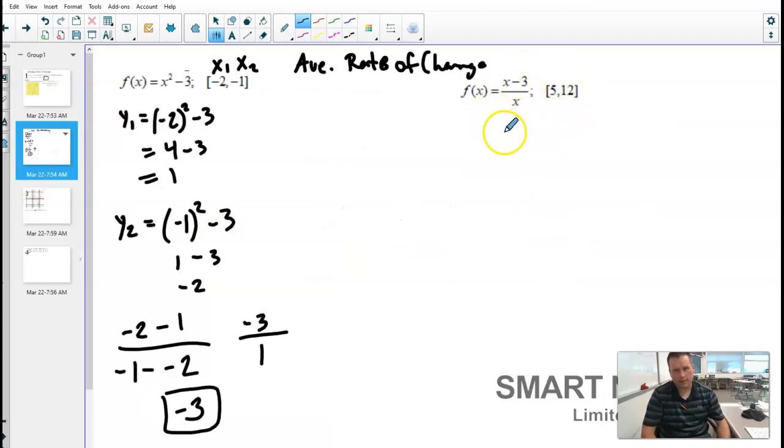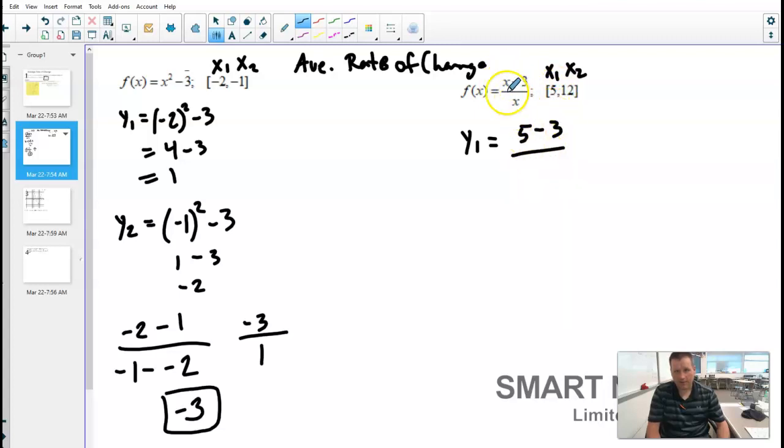Okay, look at this. This was a rational function, but this is telling me to find that average rate of change from x1 to x2. x1 is 5, x2 is 12. So to find y1, I'm going to plug in 5 minus 3. I'm just going to plug in, again, for where I see x.